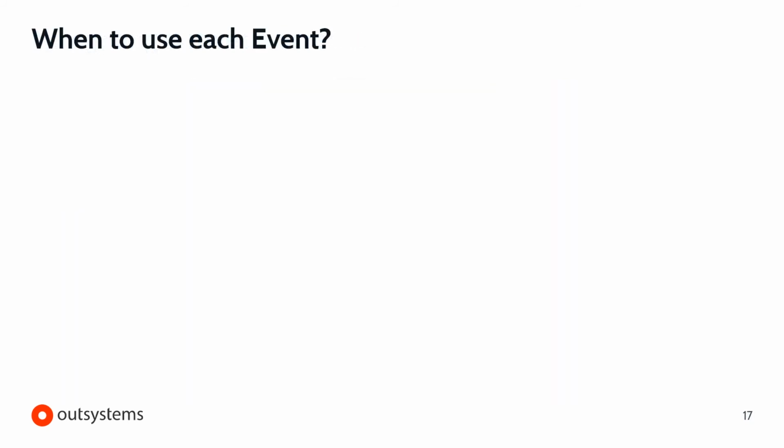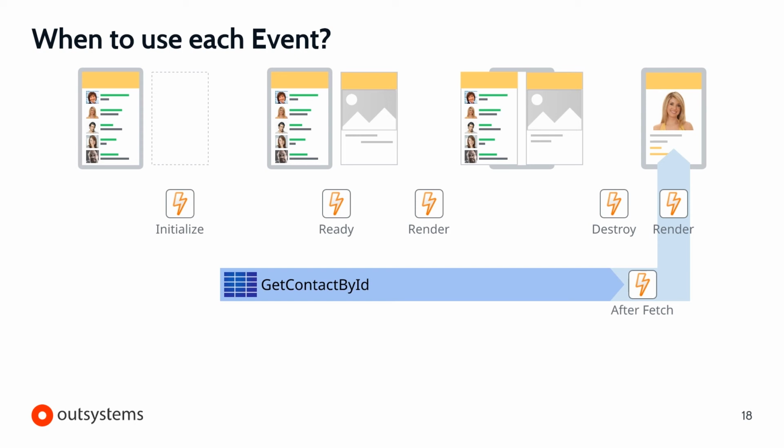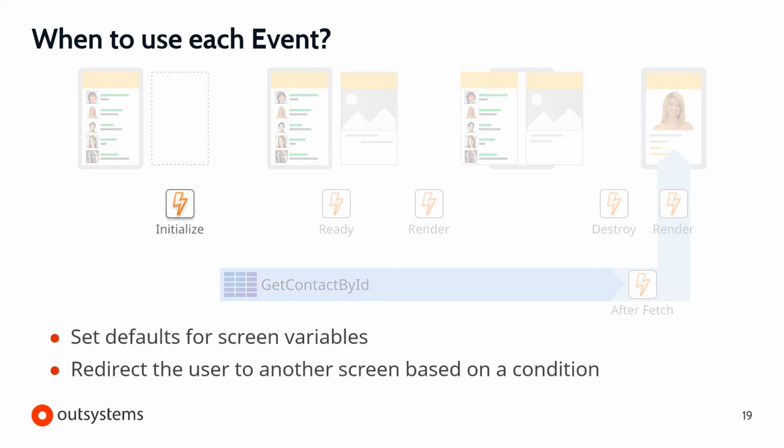So far, we've discussed the lifecycle and when each event is triggered during this lifecycle. Let's now see some common use cases for each one of these events. Regarding the onInitialize, since at this point the DOM is not yet available, the main use cases hinge on setting defaults for variables in the screen that will be shown to the user or passed to other blocks. Another use case is to redirect the user to another screen based on a given set of conditions, such as the user is not authenticated.